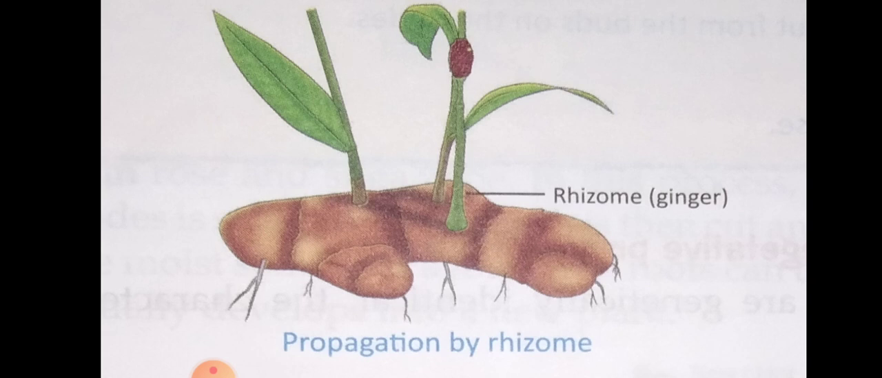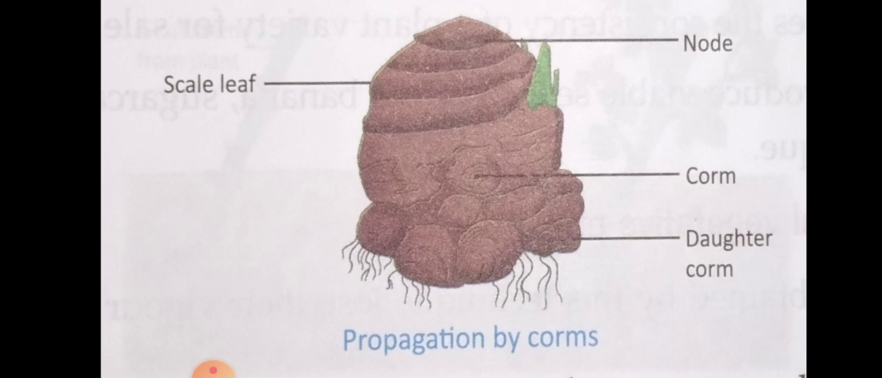Corms. Corms are spherical structures. You can see here in the picture. They are formed in clusters around the swollen base of stem. Buds arise from the top of the corm and roots arise from the underside of it. You can see in the picture. So corms are spherical structures.